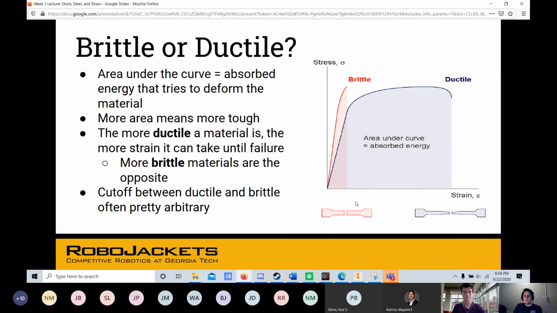Something to note is that the cutoff between ductile and brittle is pretty arbitrary, right? I'd call this piece of glass brittle and that piece of metal ductile, but honestly, they're usually used relative to one another, right? When we say one material is more brittle and one of them is more ductile, it just means they have more or less area underneath their stress-strain curves, if that makes sense.